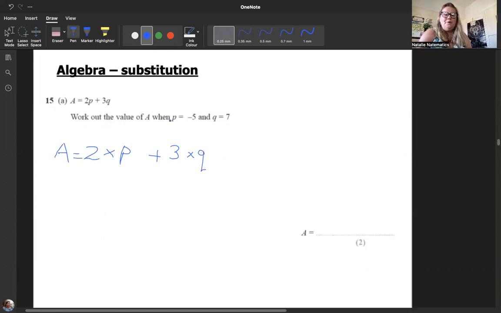And again, I'm just going to write that on there. Okay, so now we're going to put in, when we've got P, we want to put minus 5. When we've got Q, we'll put in 7. So again, we're just going to do the same. It's equal to 2 times minus 5. Because it's a minus, I'm going to protect it with brackets just to make sure I don't forget about it.